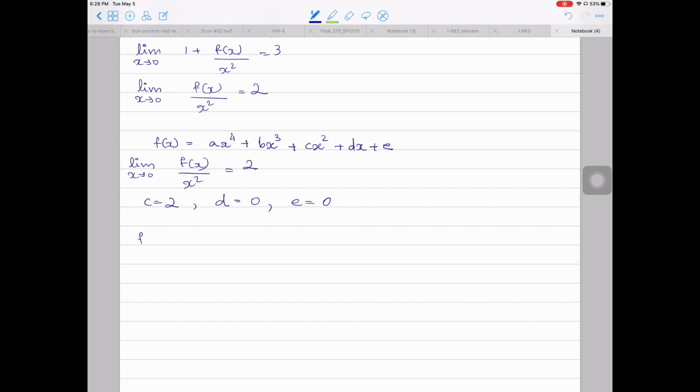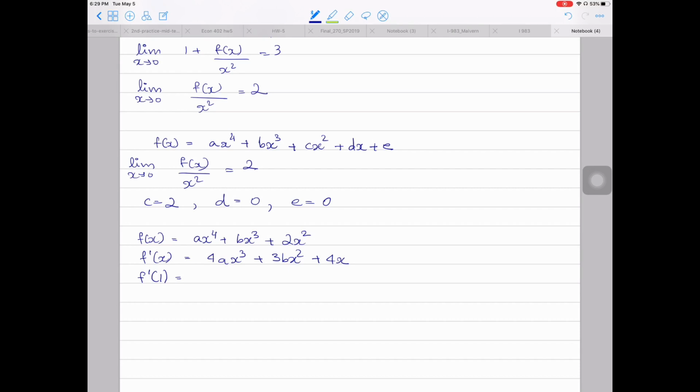So now we have that the function is f(x) = ax^4 + bx^3 + 2x^2, and we need to find the values of a and b. So let's take the derivative, which gives us 4ax^3 + 3bx^2 + 4x. And we know one thing, that f'(1) and f'(2) equal 0. So we will get two equations from there and we can solve for f(x).